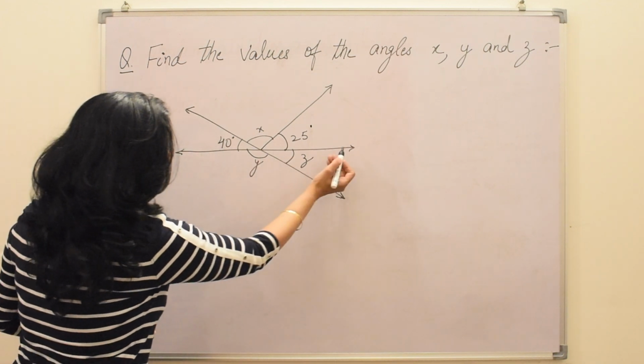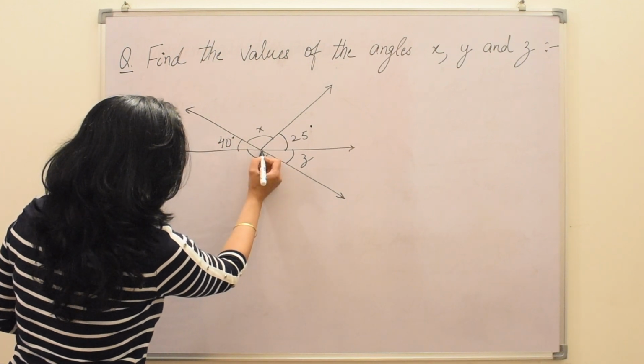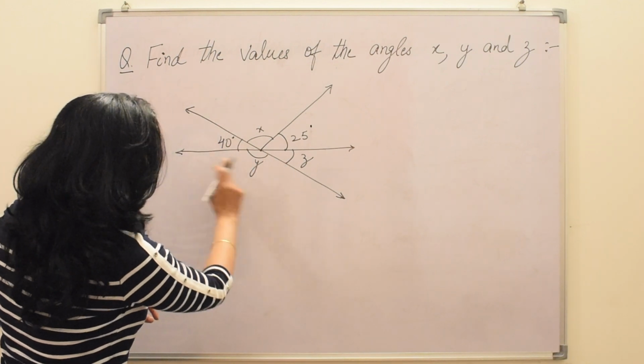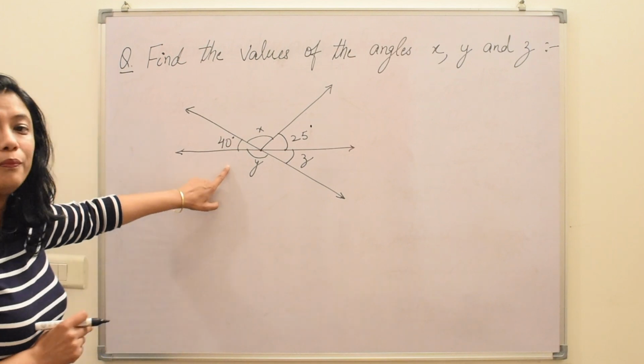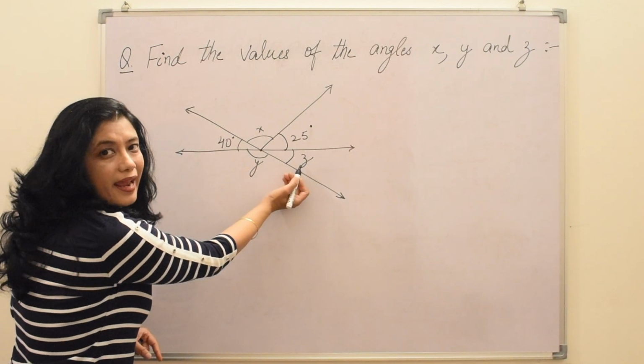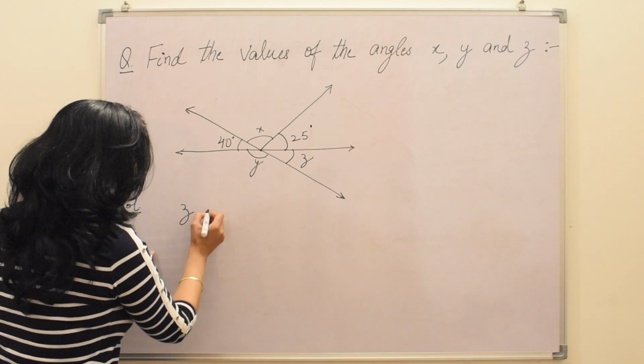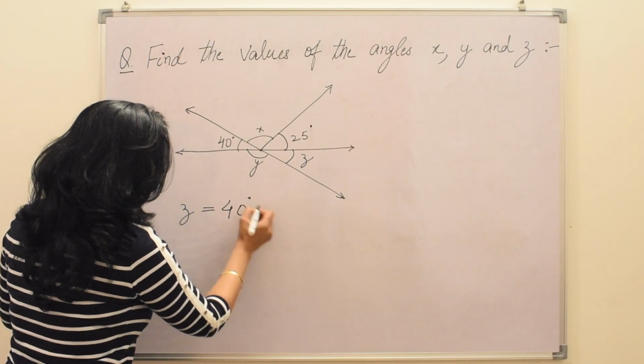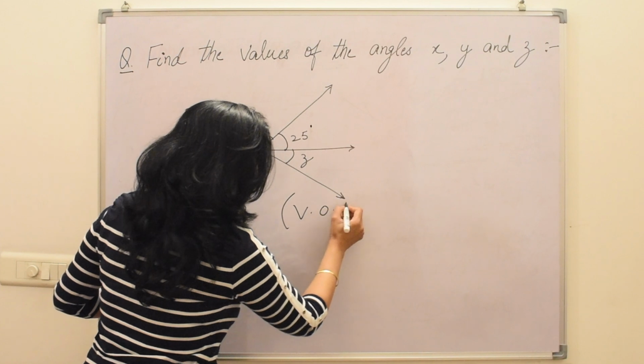Now let us see here. These two lines are intersecting at this point, this line and this one. So they are forming vertically opposite angles. Angle 40 will be equal to angle z. Angle z is equal to 40 degrees. Vertically opposite angles.